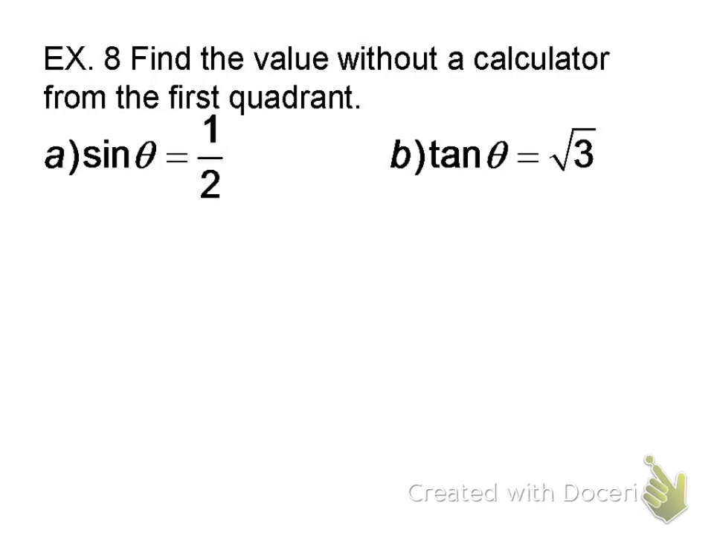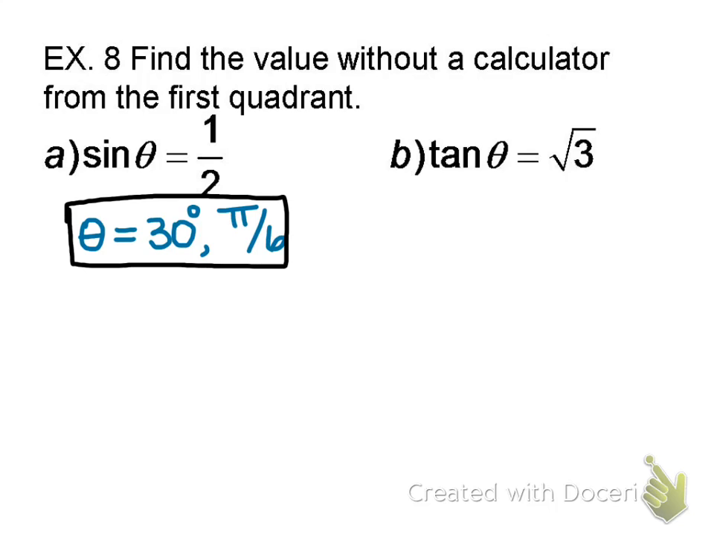Okay, number 8 wants us to find the value without a calculator from the first quadrant. So this is using our unit circle. So if you look in quadrant 1 of your unit circle, I'm trying to find what angle has a sine of 1/2. We know that the sine is the same as the y value. So sine of 1/2 is at 30 degrees, which is also pi over 6. So we're going to write it using degrees and radians. 30 degrees and pi over 6.